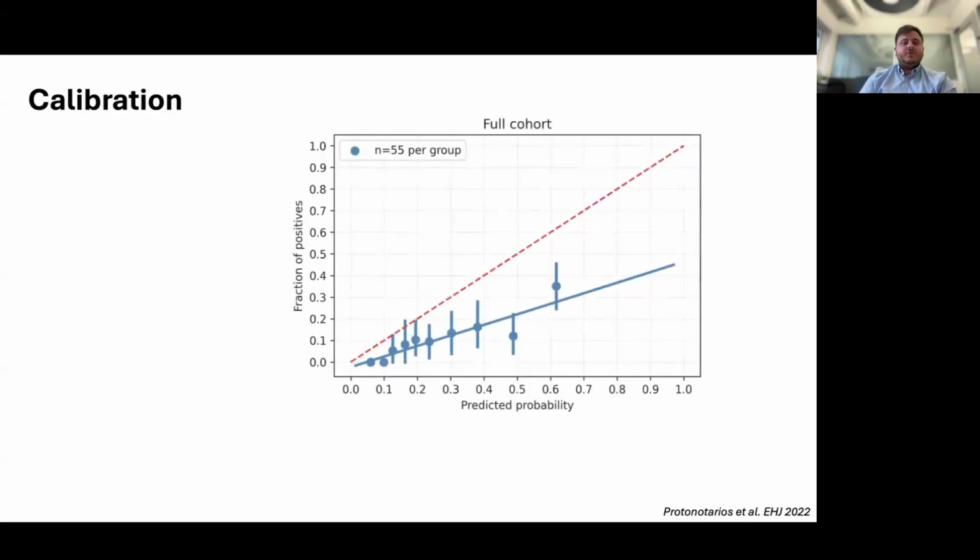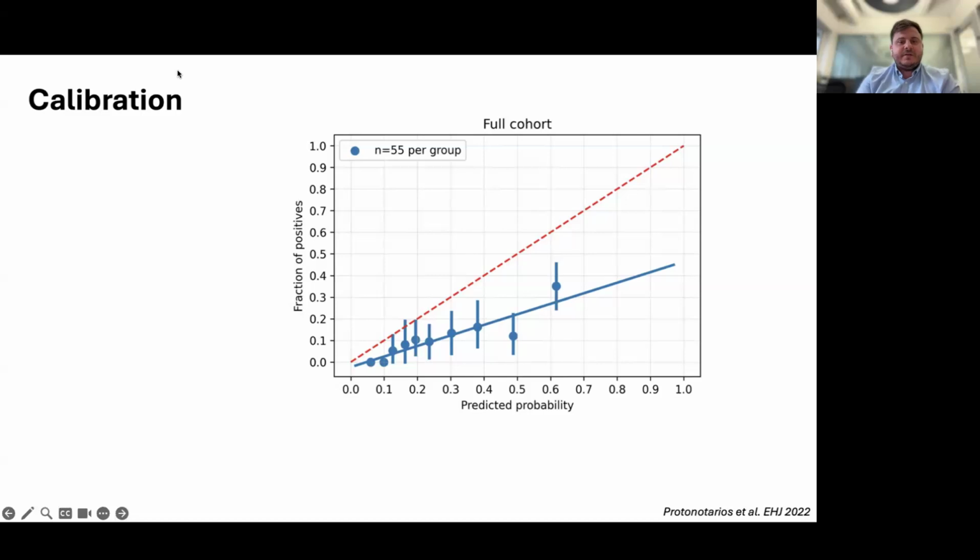If the model tells you 10%, would you expect to see, let's say, an actual probability or an actual rate of 10%, or is the model completely off? Because even if it had a perfect discriminative ability, you still need to know this piece of information before you use it in practice.